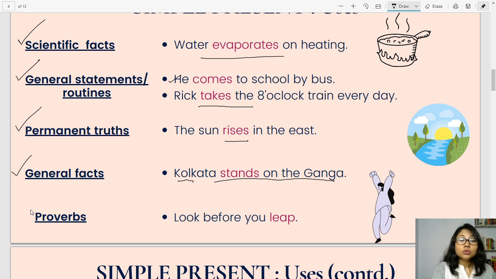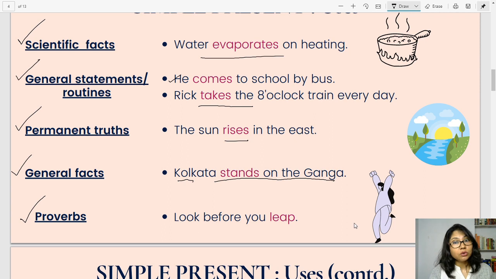We also use it to denote or express proverbs. For example, look before you leap. Very important thing. You just don't do and then start crying. You must be aware of what you are doing. That's just the meaning of the proverb. Okay? Let's move on.